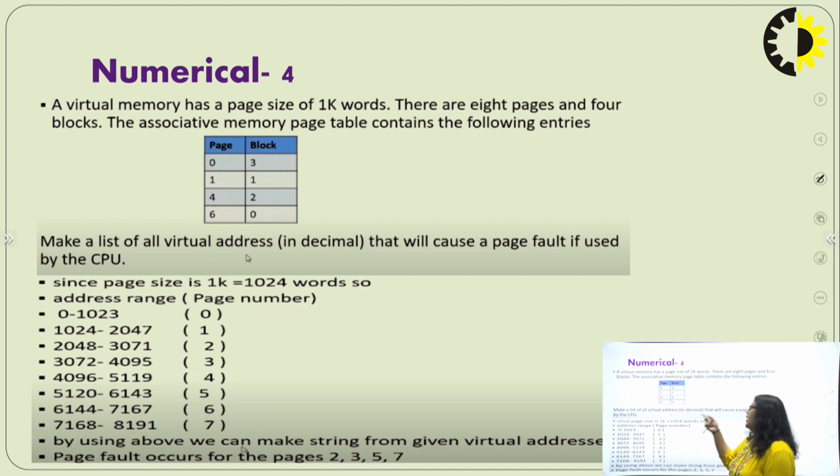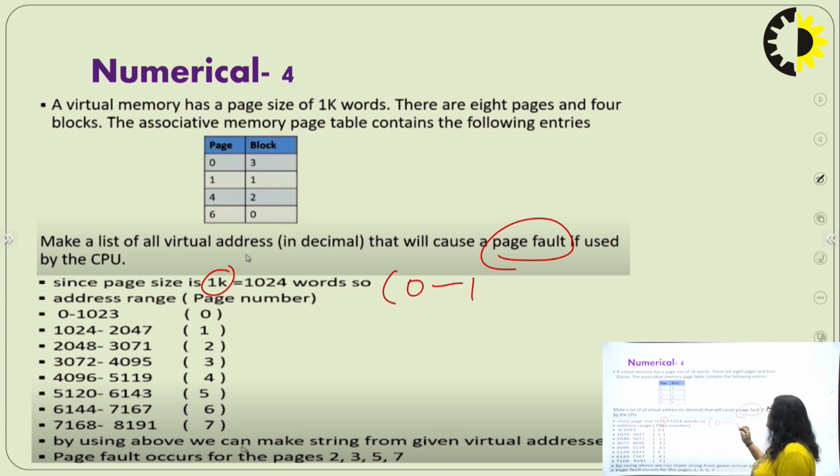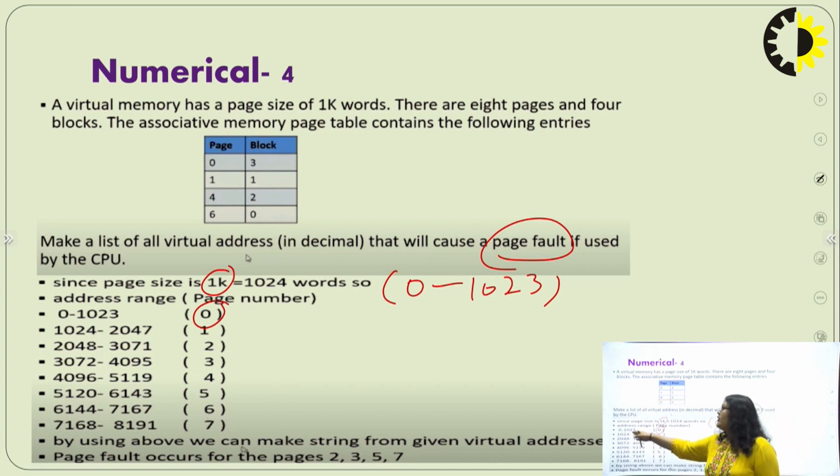So you have to calculate the virtual addresses for the pages absent from the table, because that is known as a page fault. How do we calculate this in this example? We know the page size is 1024, so the decimal range is 0 to 1023 for page 0. Same as that, we add 1024. We start with 1024 plus 1023, which is 2047, for page 1. Then we start with 2048, and adding 1023 gives 3071.